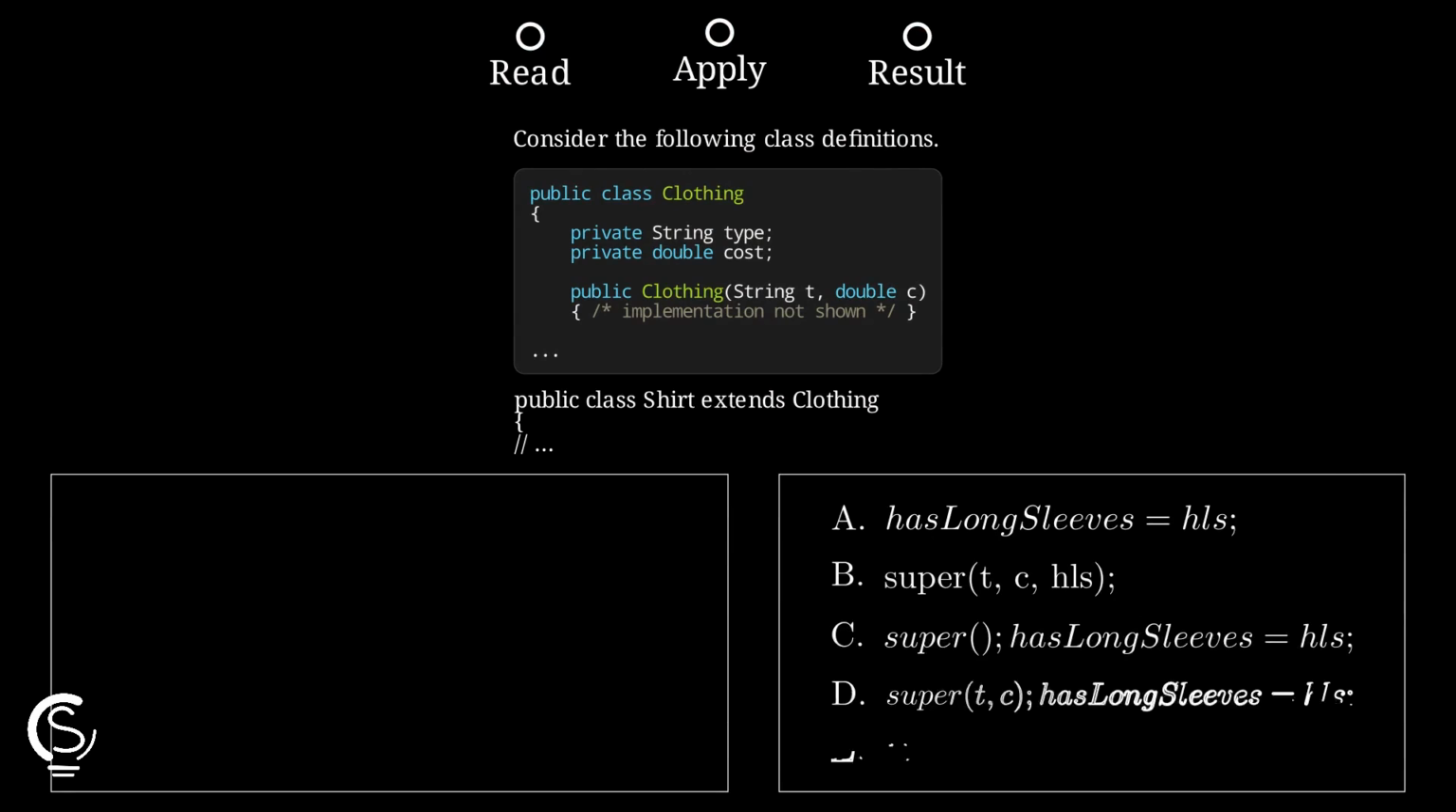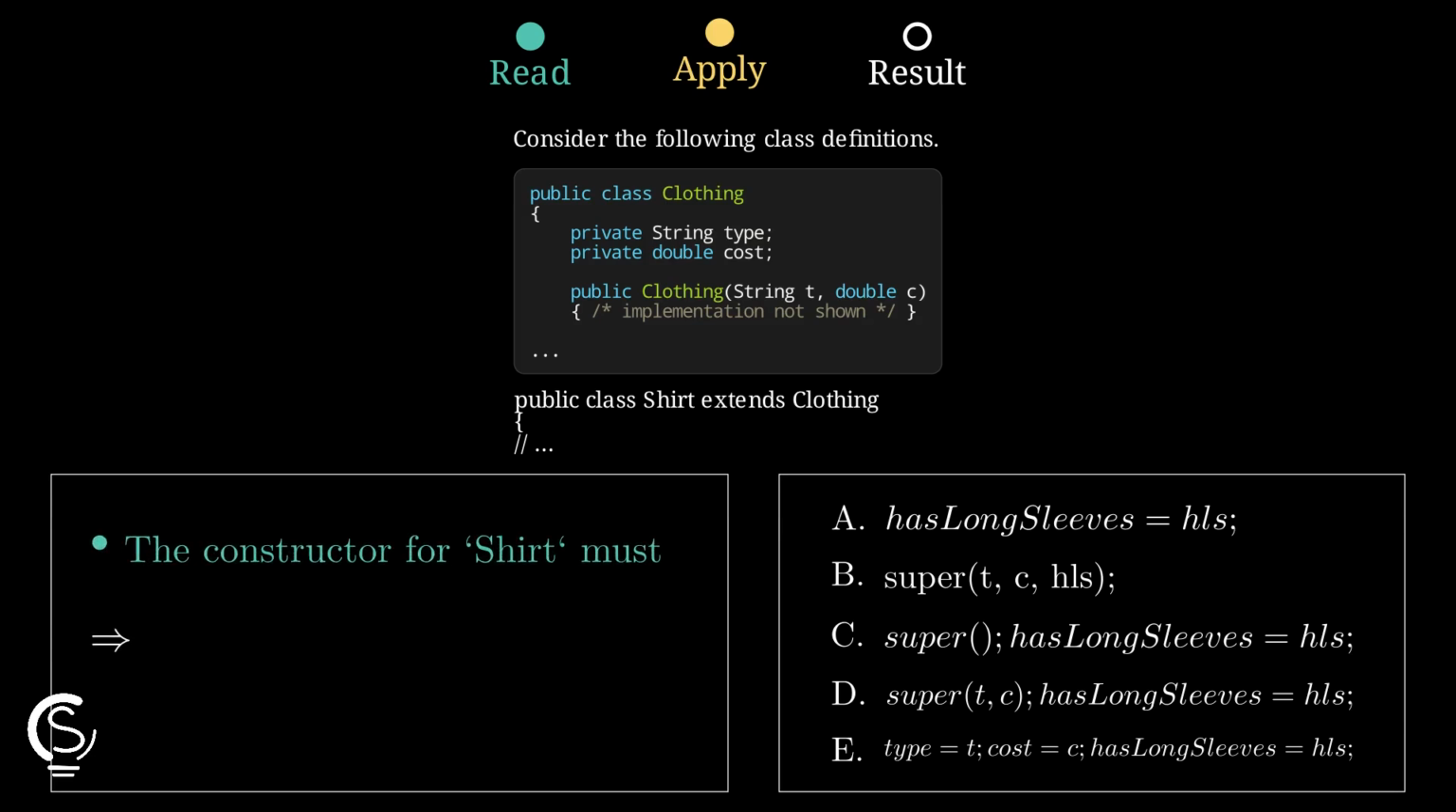First, we must recognize that the shirt class extends clothing, so it needs to call the parent constructor. Since the parent has private variables, we cannot access them directly from here. The super keyword is our best friend here because it passes the type and cost parameters up to the clothing constructor. This ensures those private fields are set up correctly first.